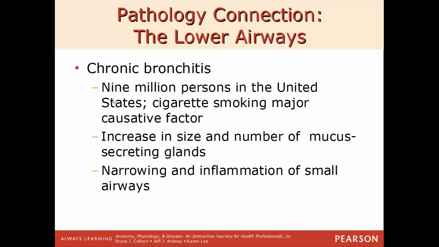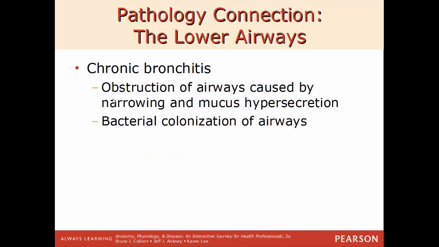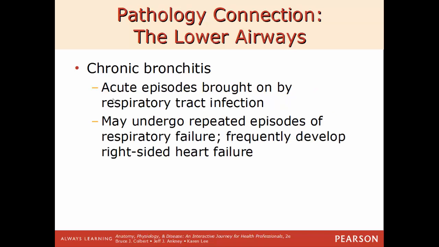So there are 9 million people in the United States that suffer from chronic bronchitis, and cigarette smoking is the major causative factor. And with this condition, you get an increase in size and also in number of the mucus-secreting glands. And you also get a narrowing and inflammation of the small airways. So not only are you getting a much narrower space in which the air can flow, but adding on top of that are thicker secretions of mucus, which makes it even more difficult. So the obstruction of the airways is caused by the narrowing of the airway plus the hypersecretion of the mucus. It can lead to a bacterial colonization of the airways. Now, the acute episodes are brought on by respiratory tract infections. People who have chronic bronchitis may undergo repeated episodes of respiratory failure and will frequently develop right-sided heart failure.